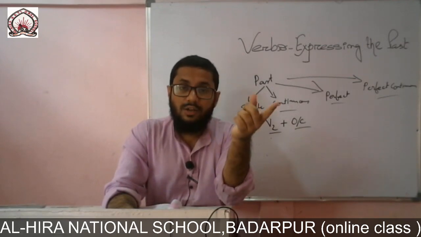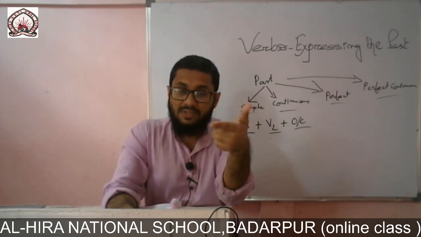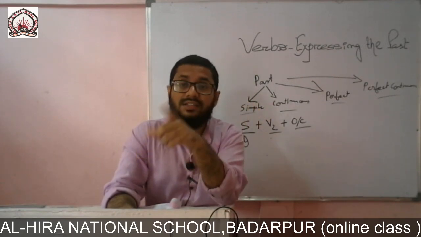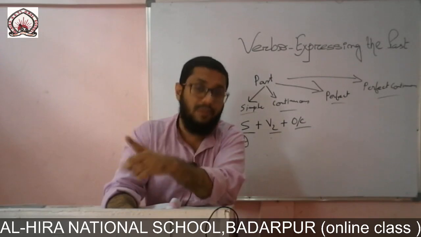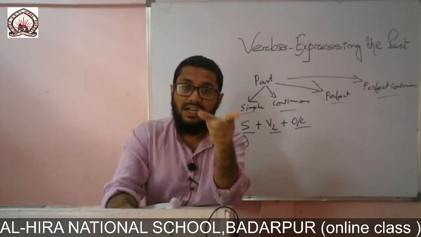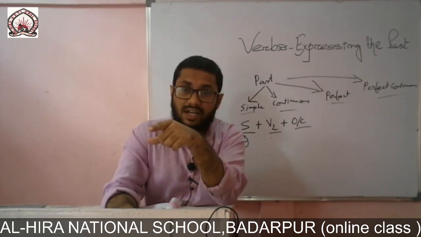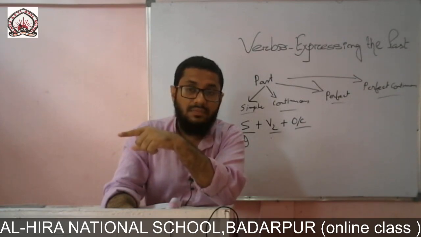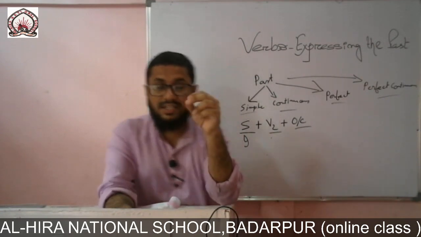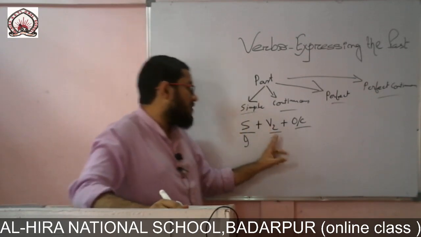For example, go is the first form, main form. Went is the past form or second form, and gone is the third form or past participle form. Go, went, gone. Come, came, come. Read, read, read. Come is the first form, came is the second or past, and come is the third or past participle form. So today I shall discuss about this second form. So here verb second form will be put.